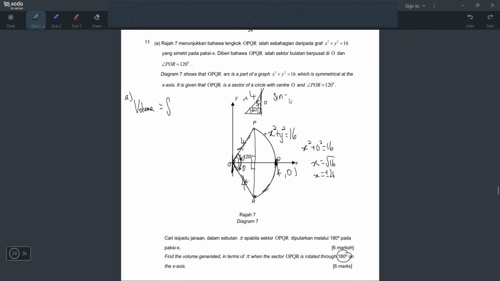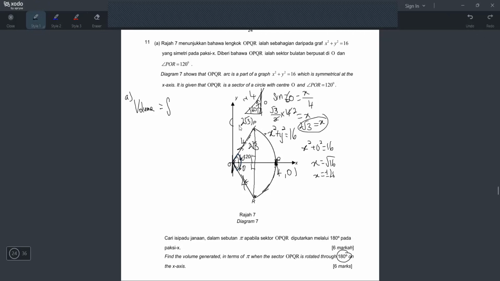So it's actually SOH. Sine 60 equals opposite, let's call it x, over hypotenuse 4. So x equals sine 60 times 4. Sine 60 is square root 3 over 2. When you take square root 3 over 2 times 4, 4 divided by 2 is 2. So x equals 2 square root 3. It means the x coordinate here is 2 square root 3. Eh, x coordinate or y coordinate? Y coordinate, sorry. It means the y coordinate is 2 square root 3. So P's y coordinate is 2 square root 3.